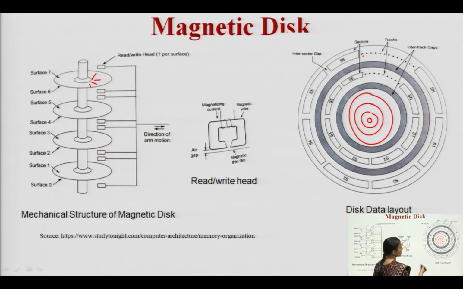There are different inner track gaps also, which tell you the difference between two adjacent tracks, and this shows the intersector gap, meaning there is a gap between two corresponding sectors, so that padding is done to handle error correction and error detection. This is the read write head, this is our magnetizing current flowing on the magnetic yoke, and this is our magnetic thin film, and it is the air gap.